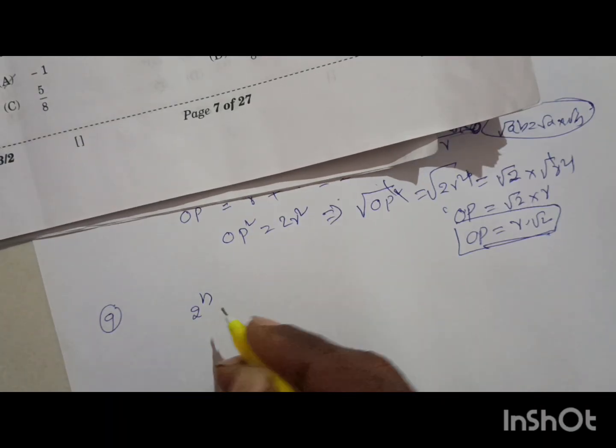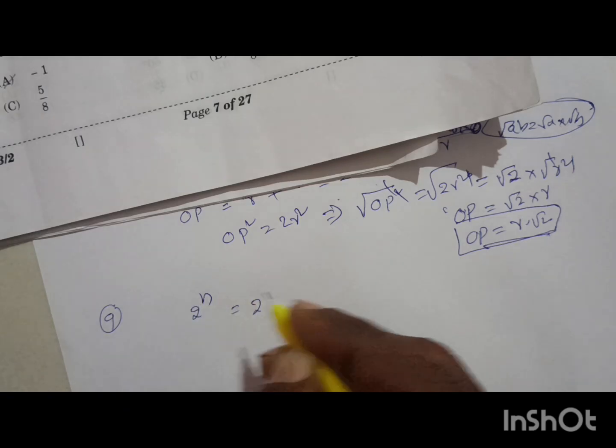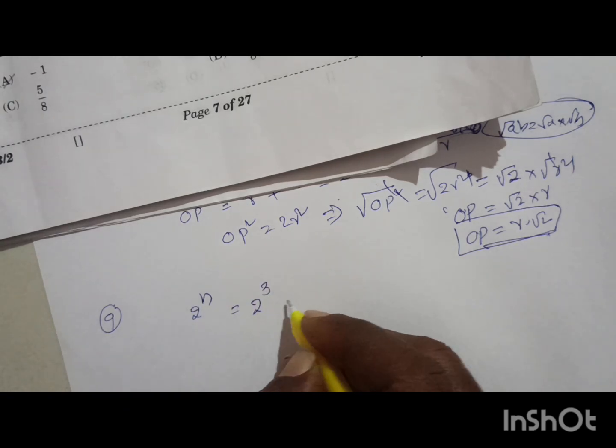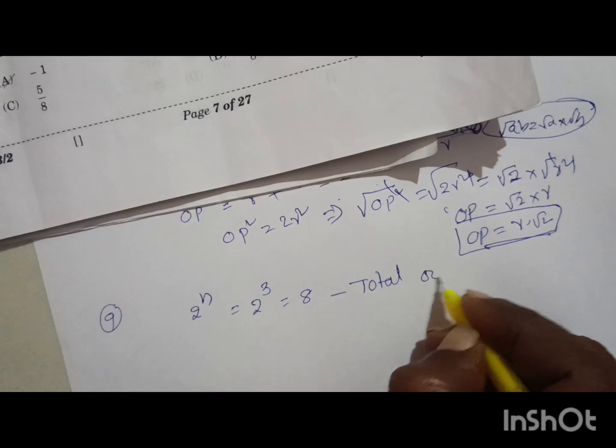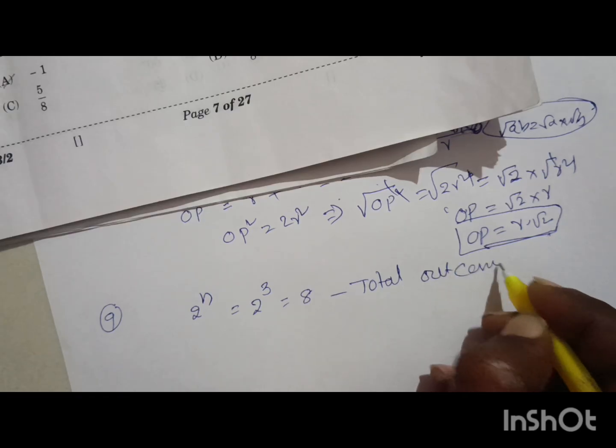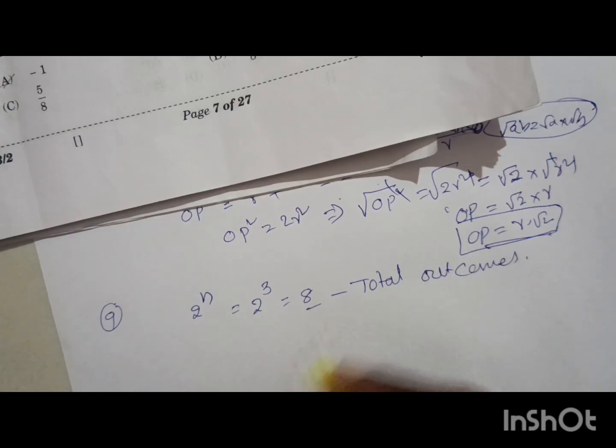We know the outcomes are 2 power n. Here n equals the number of coins, therefore 3 coins. Therefore the total outcomes equal 8.